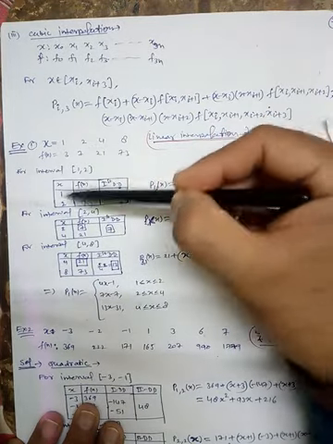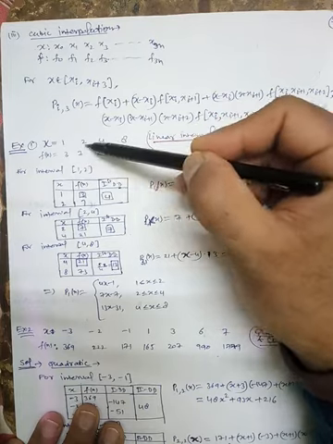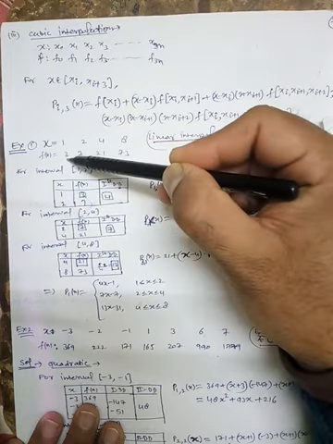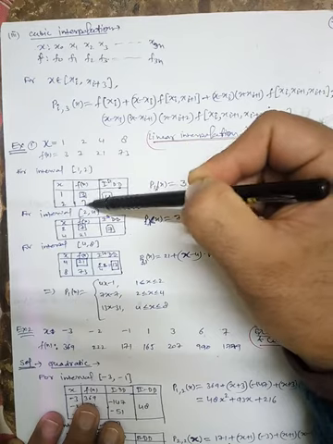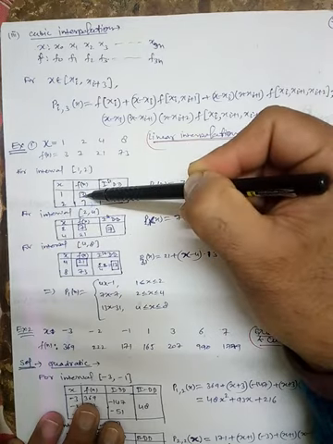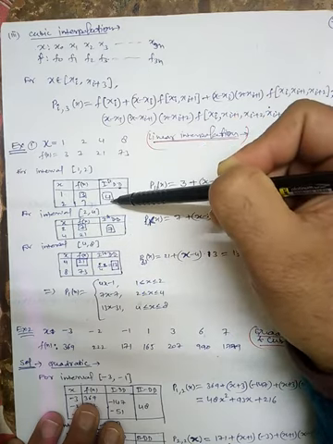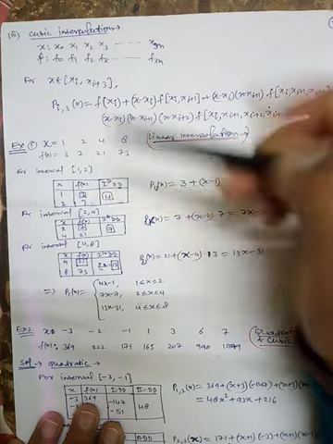Construct the table for this interval. We have only 2 points, 1 and 2, and the corresponding values are 3 and 7. Now find the divided difference: 7 minus 3 divided by 2 minus 1, so we have 4. This is Newton's divided difference.